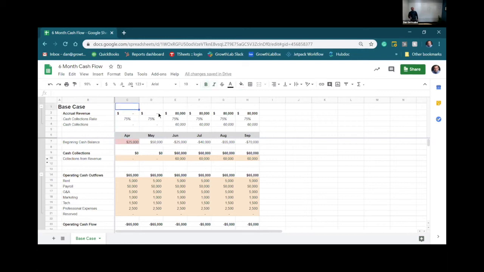This is the base case scenario. I'm saying that the economy is going to slowly open up. Things are going to slowly open up in May and June. So Steve, work with me. In May, let's put in the revenue. So normally I do 100,000 a month.